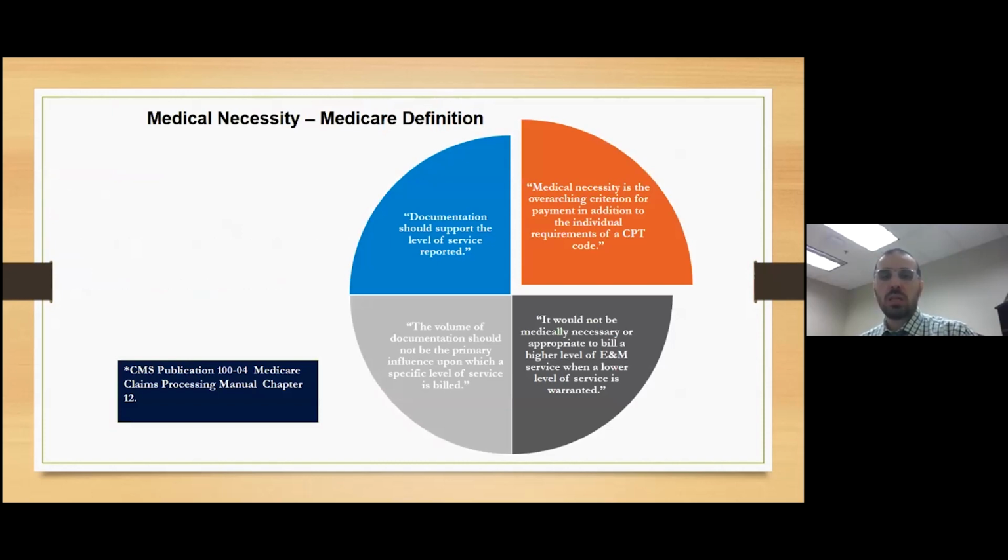So medical necessity as defined by Medicare is that you need to document what you are doing. You do not need to over document to justify the level of service that you are going to do. This is the major criteria for the billing and choosing your CPT code appropriately.